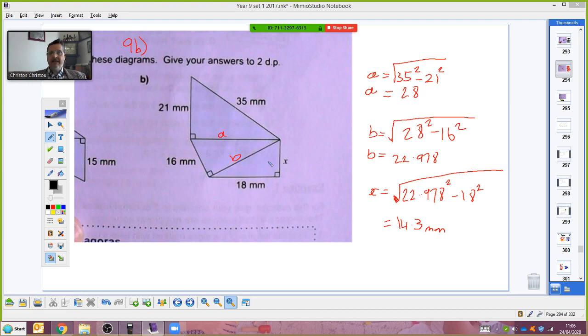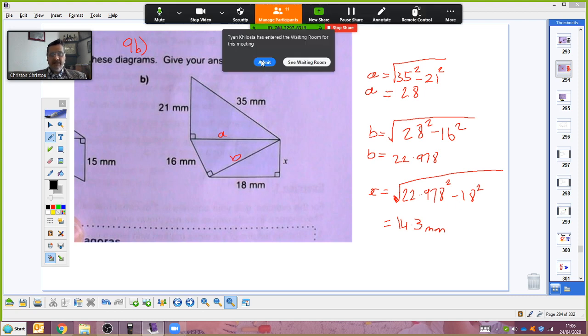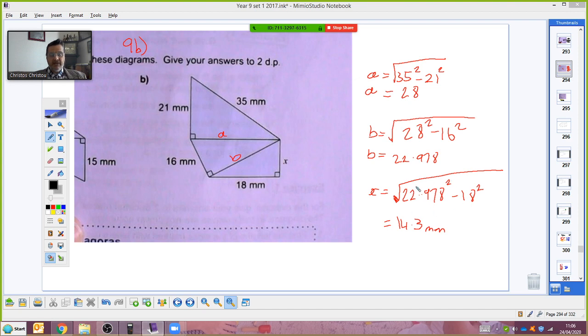So finally, Neha and anyone else, I can work out x. B is my long side, so square my B, take away my short side squared, and then square root button. So that will give me a value of x as 14.3.